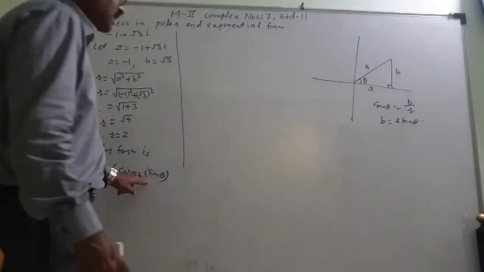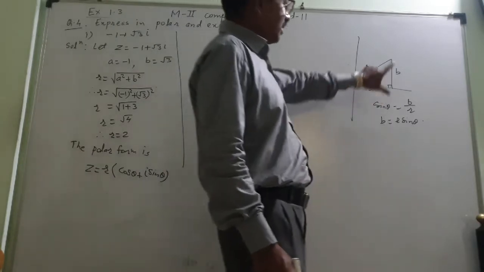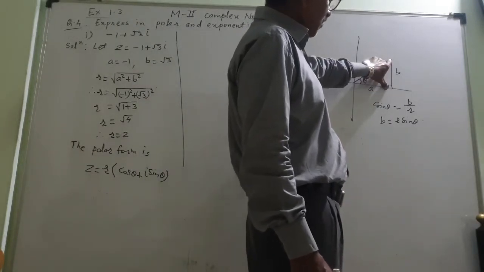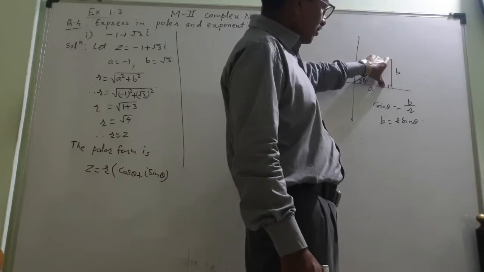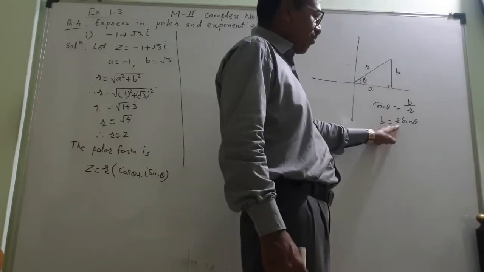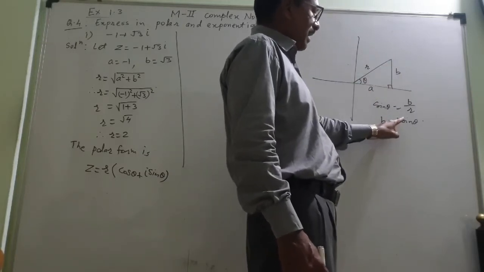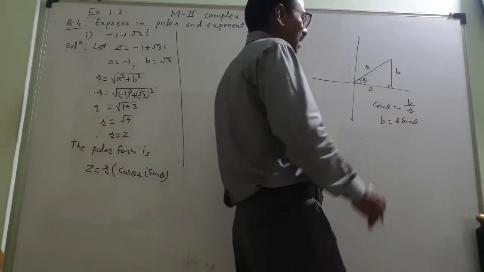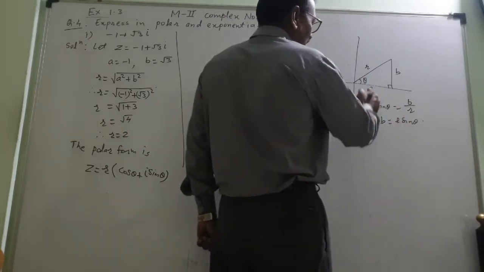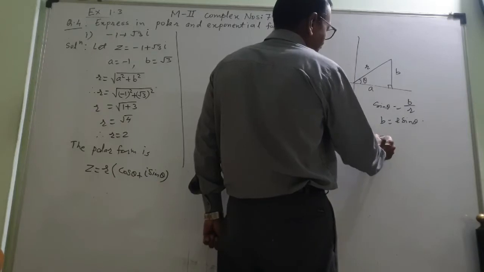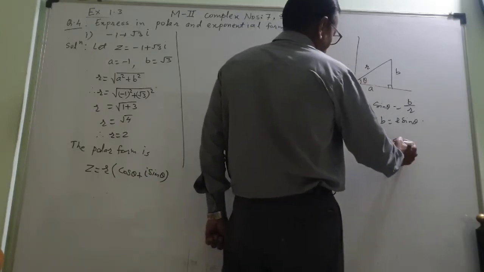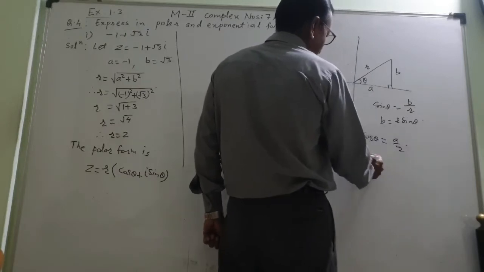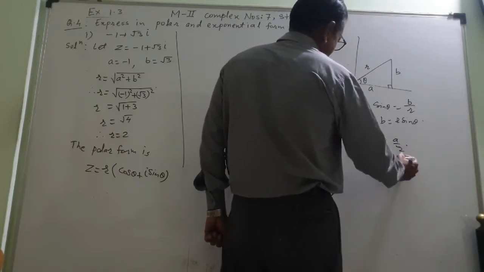So this is sin theta. This is B. B is R sin theta. But this is the imaginary part, so I have to use i here: R i sin theta. And for this A, cos theta is equal to what? Adjacent side upon hypotenuse, A upon R. Therefore, A is equal to R cos theta.